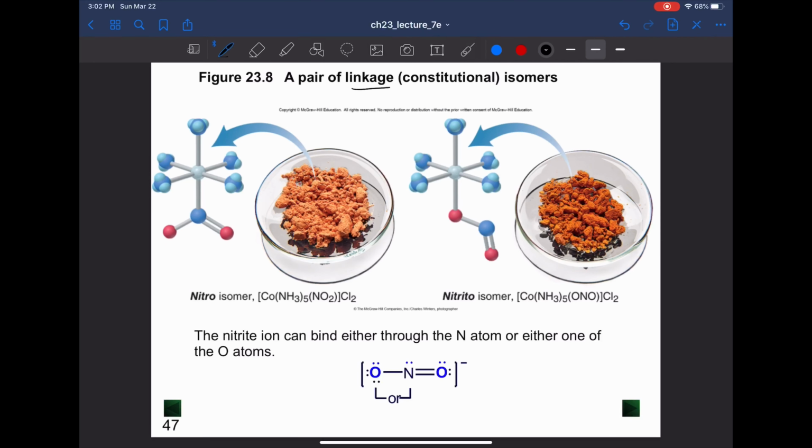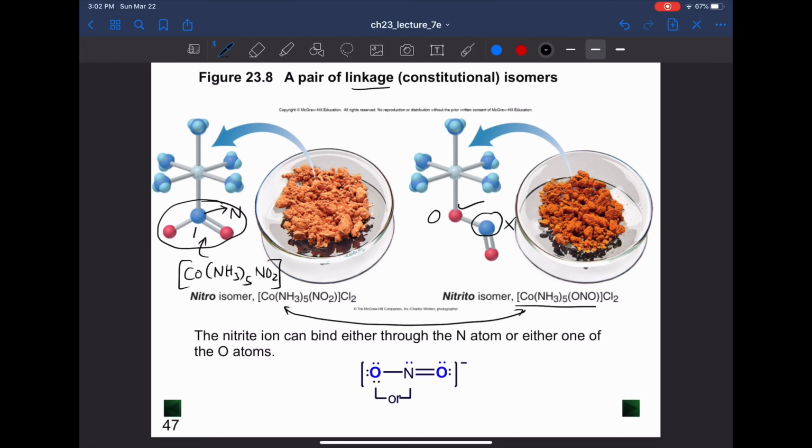Let's take an example of a linkage isomer. Here you have a compound, Co(NH3)5NO2. This is the complex ion. Notice that in this NO2, the nitrogen is the one that's connected. Here also, the internal structure, the complex ion, is still the same. But here, the linkage is not with nitrogen but with oxygen. So you have NO2 here, and ONO here. This is an example of a linkage isomer. The one with NO2 is called the nitro isomer. The one that bonds through oxygen is called the nitrito isomer.